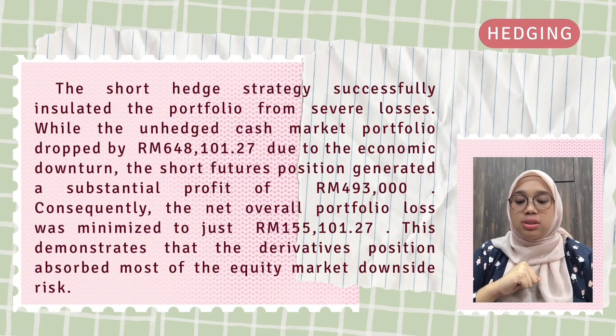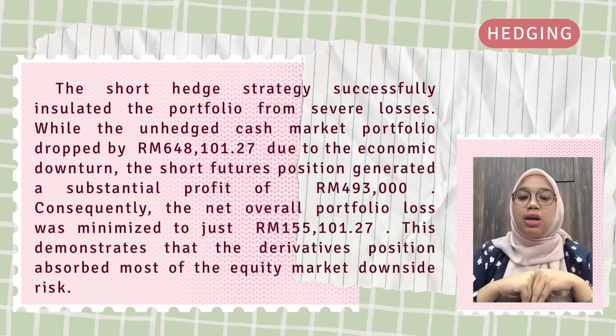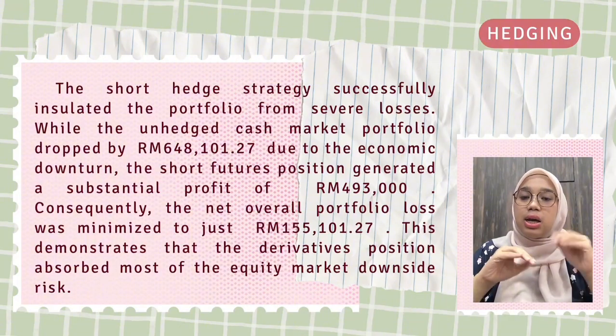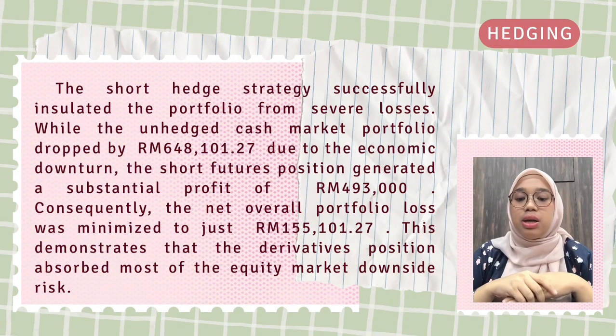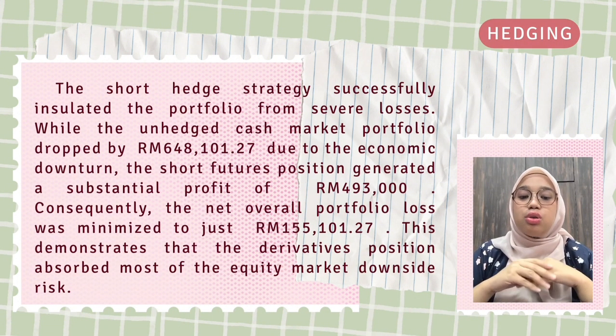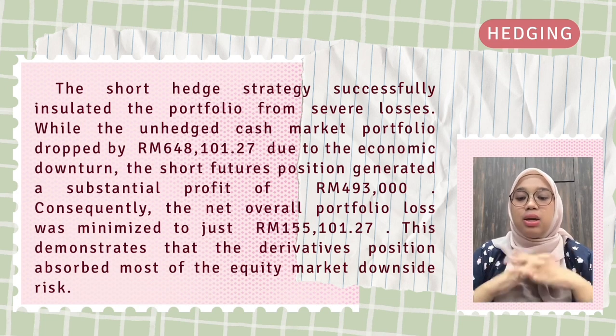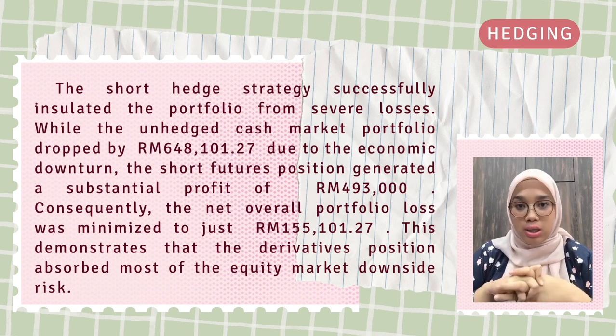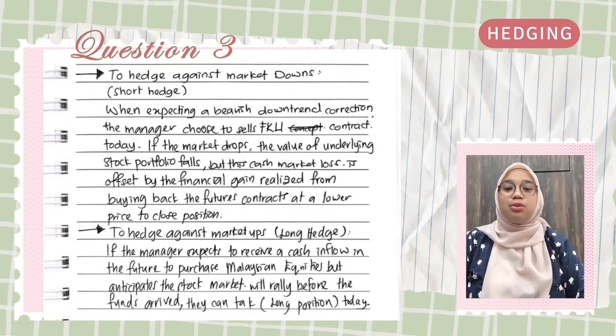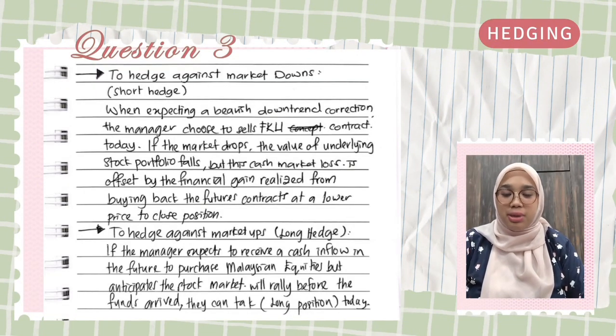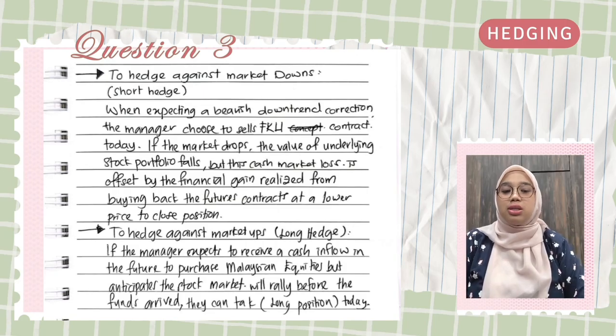And to wrap things up, this is exactly how portfolio managers use FKLI contracts to handle the market up and down. When we think the market will go down, we do a short hedge. If we think the market will go up, we choose a long hedge. Now, let's look at question D and talk about how portfolio managers use FKLI futures to handle both ups and downs of the Malaysian stock market.